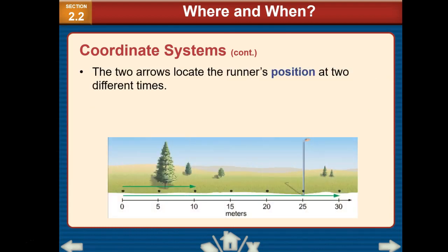So two arrows locate the runner's position at two different times. Obviously the bottom one is longer because you ran a farther distance.